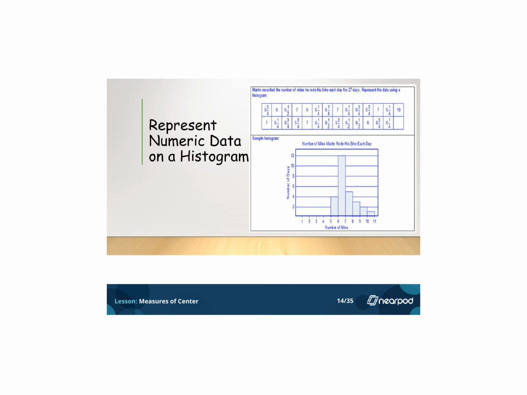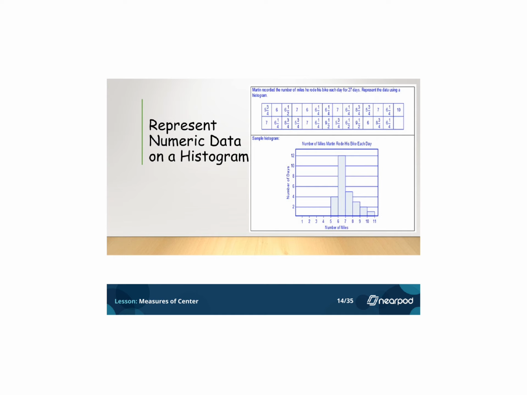Good. Next one. How many days did he ride his bike that were between 6 miles and very, very close to 7? So again, how many days did he ride his bike that starts at 6 and is very, very close to 7? Based on this histogram bar, it says 12. Let's check that out.